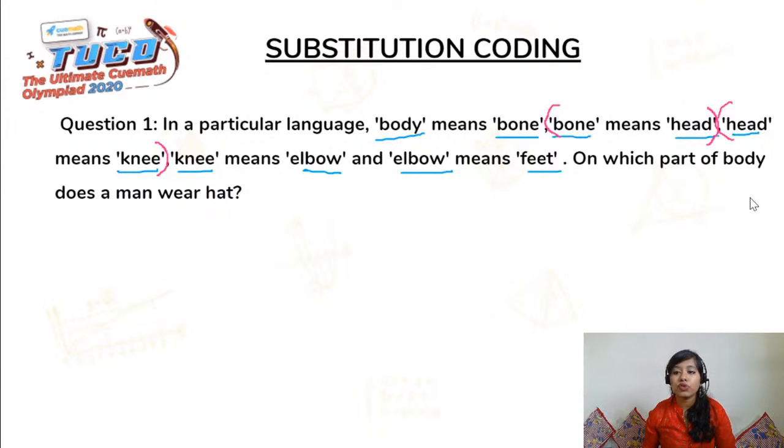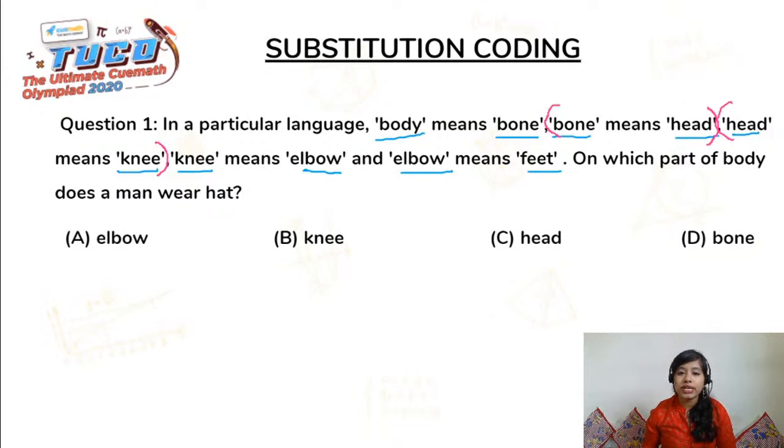So let me quickly give you the options. You do have knee also as your option. You do have bone also as your option. But which one do I choose? For this, let me just give you some prior knowledge. Whenever I say A means B, do remember this. This is going to be very, very important for the upcoming questions as well, and for questions like this.